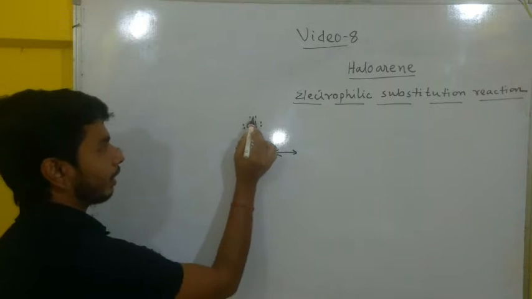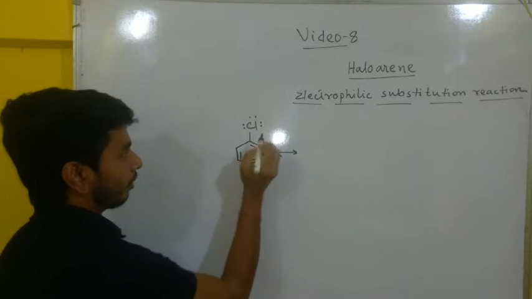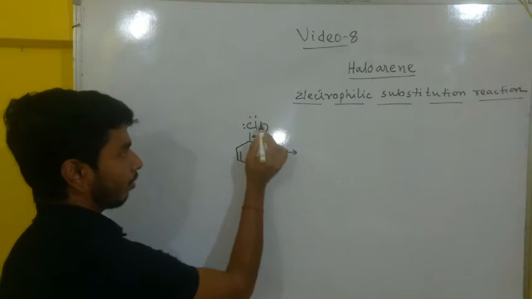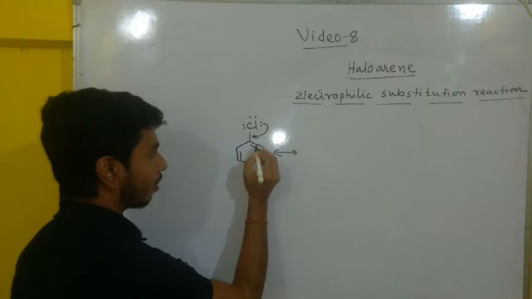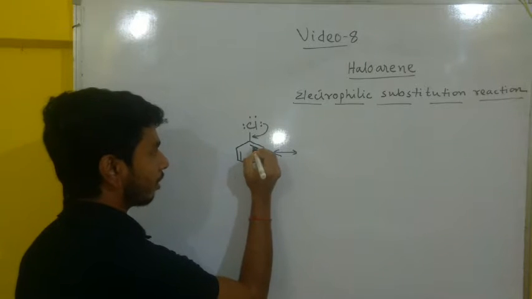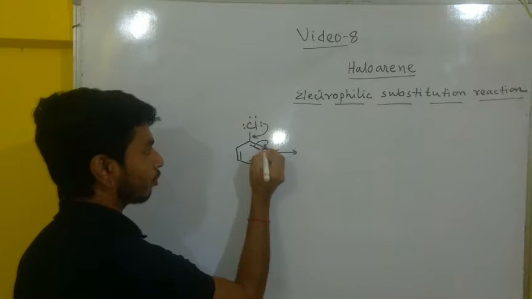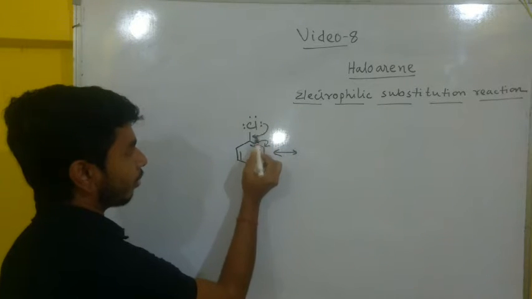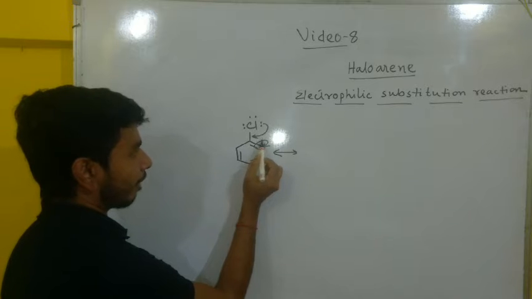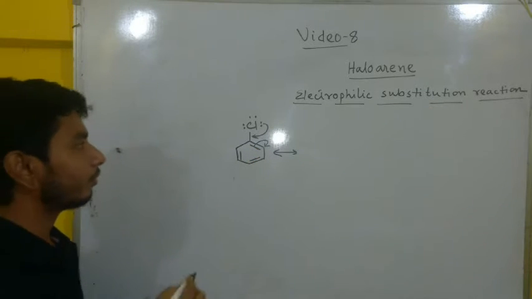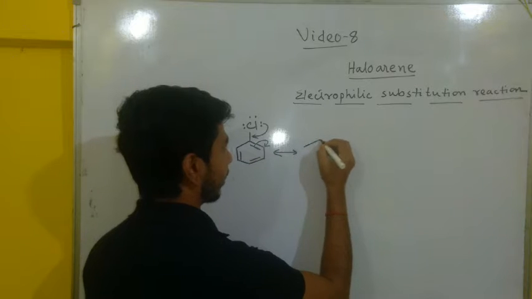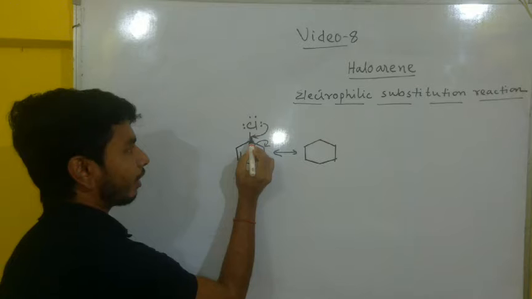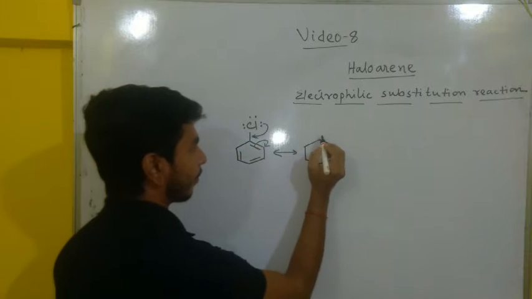In chlorine there are 3 lone pairs. Now this lone pair will shift to the bond, and this bond pair of electrons goes to the next carbon atom. The sequence is that the lone pair goes to the bond and the bond pair goes to the next carbon. So now what will be the structure? In the next resonating structure, this lone pair is shifted to this bond, so this bond will become a double bond.